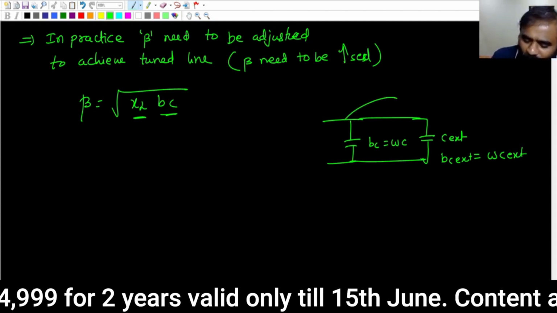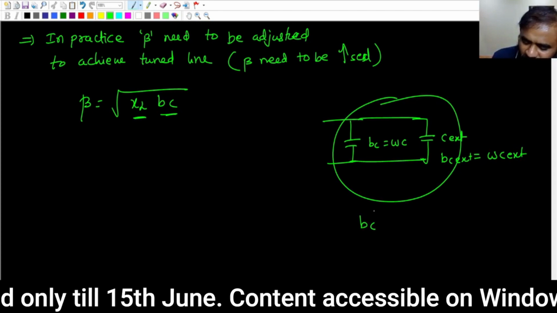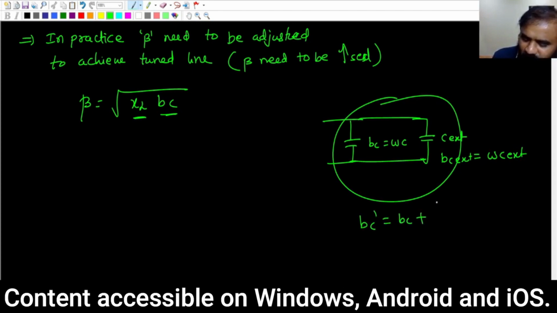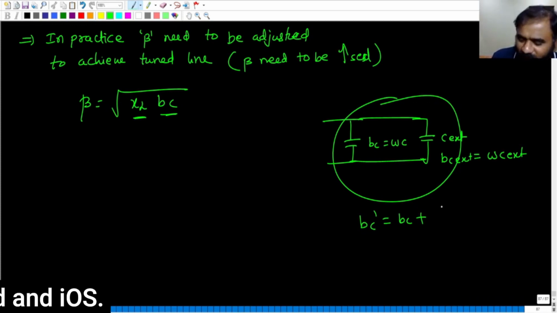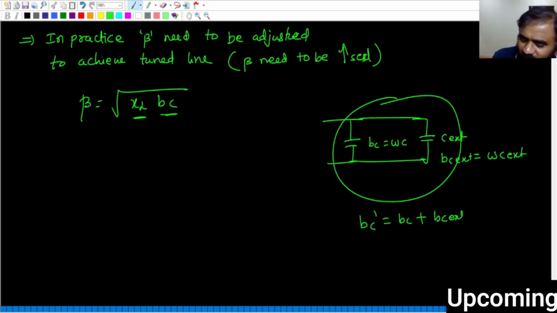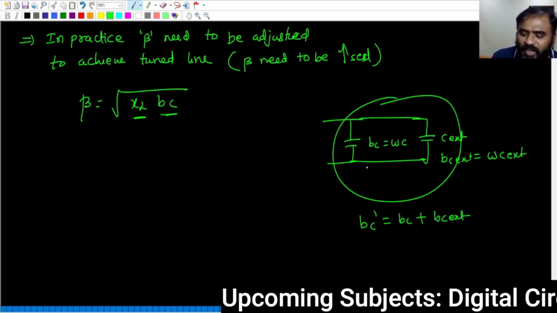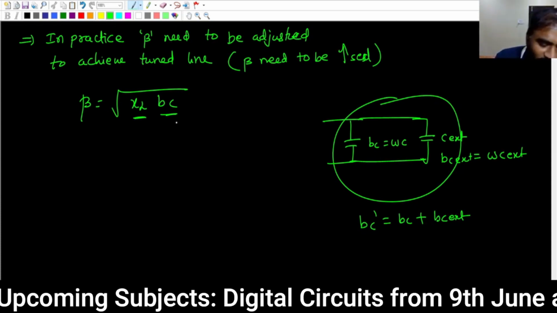So now overall, what is this? BC dash. That becomes BC plus BC external, because susceptances in parallel can be added. By using shunt capacitive compensation, we can increase the BC.